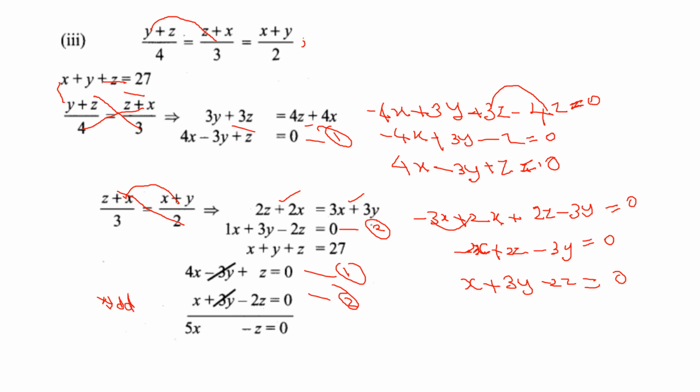4x plus x, 5x. Minus 3y plus 3y, unlike signs, 0. Plus z, coefficient 1, and minus 2z: one plus and one minus means subtract and put the greater number's sign. So 2 minus 1 is 1, minus 1z, that is minus z. So 5x minus z equal to 0. This is our fourth equation.